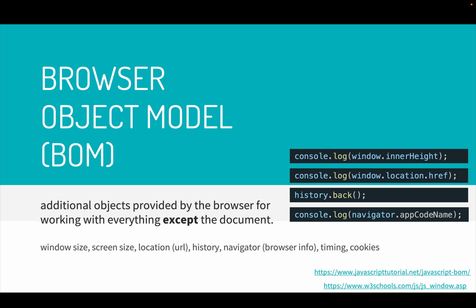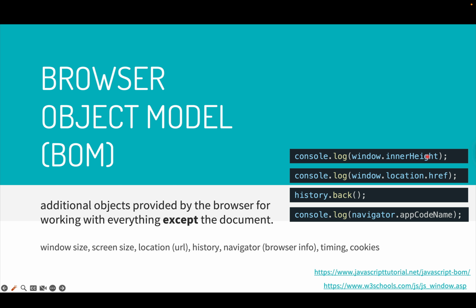Okay, so here's just one slide explaining the BOM. The browser object model is some additional objects provided by the browser for working with stuff that's not the document, like the window size, the URL, the browser info. So if you want to get exactly what kind of browser this is, the specific version of Chrome, we could get that out. So here are some examples.